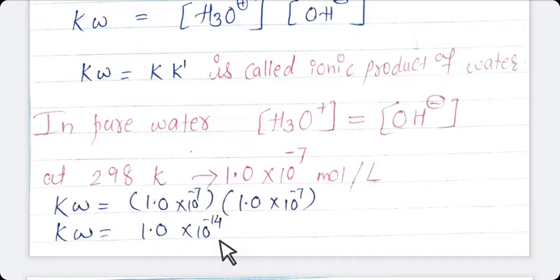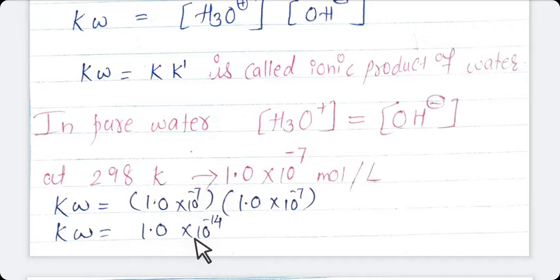For pure water, hydronium ion concentration is equal to hydroxyl ion concentration, and at 298 Kelvin the value of these concentrations is 1.0 into 10 raised to minus 7 mole per liter. We can put this value in this formula, so we will get the value of Kw. Kw is nothing but the ionic product of water, and the value is 1.0 into 10 raised to minus 14. So this is nothing but the auto-ionization of water.